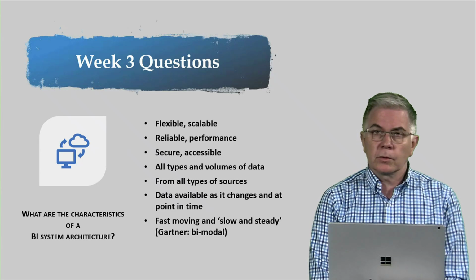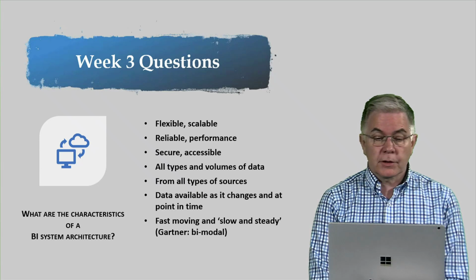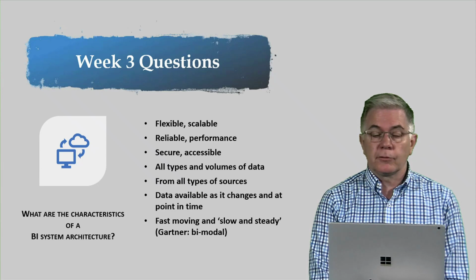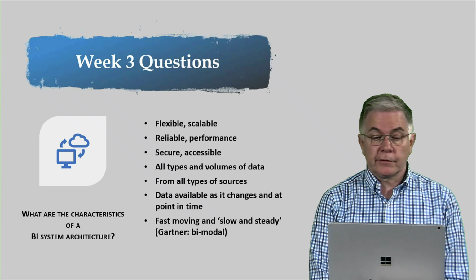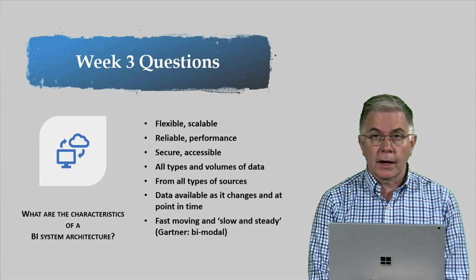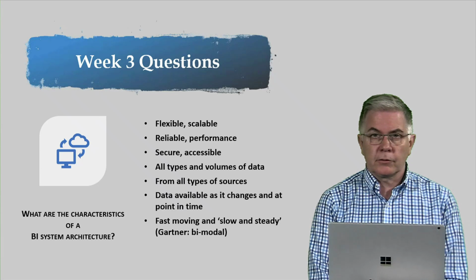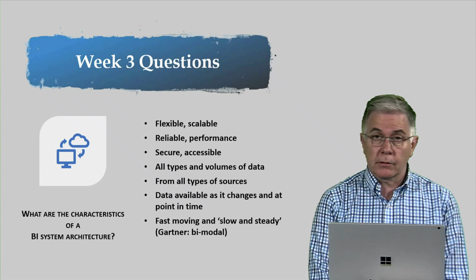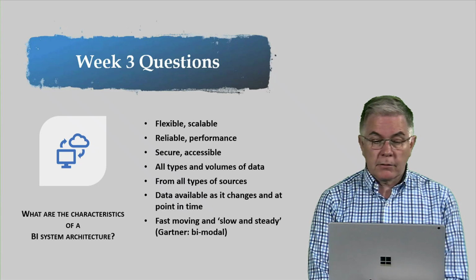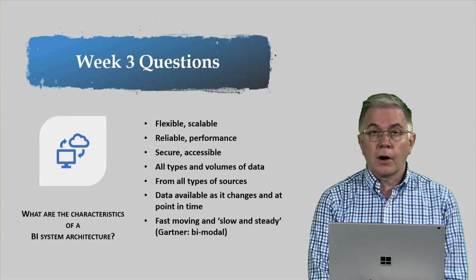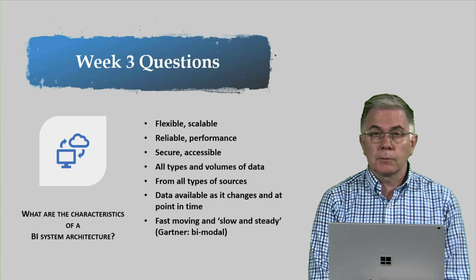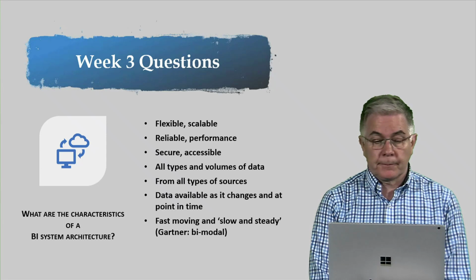So it should be flexible and scalable. It should have the balance between reliability and performance. It should be secure and accessible, handle all types and volumes of data, although obviously when you go through your information mapping exercise, you'll be able to prioritise which types of data initially. You need data available as it changes at a point in time. So this is where we talk about real time or near real time, and historical and even future data.